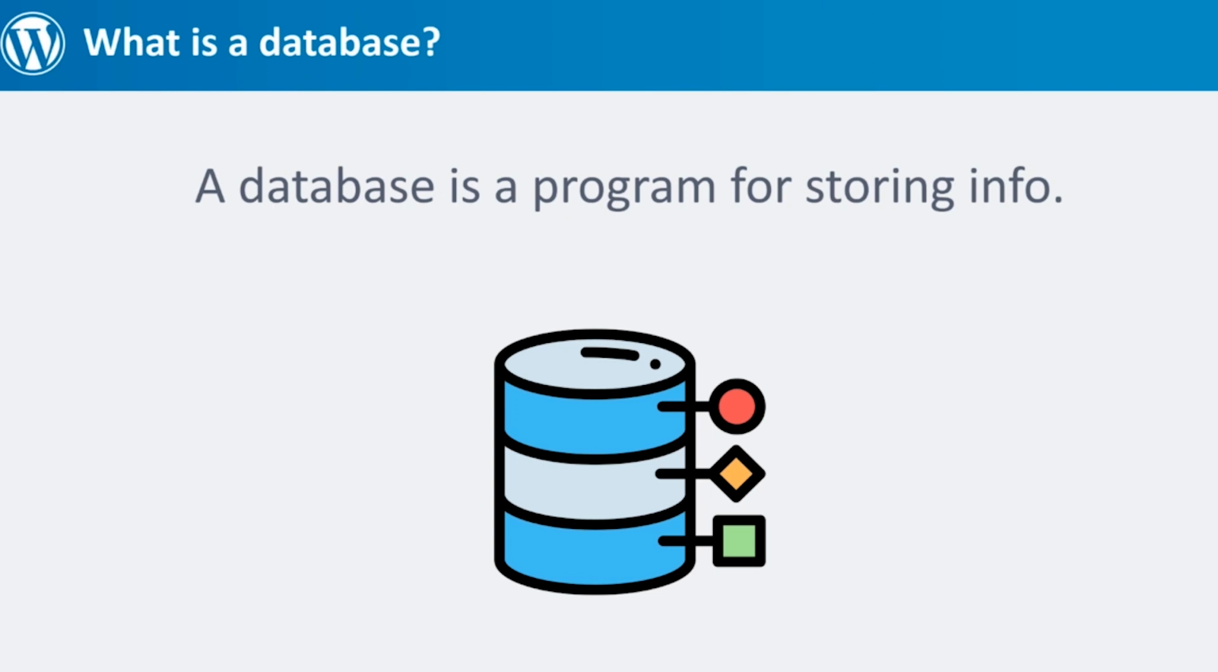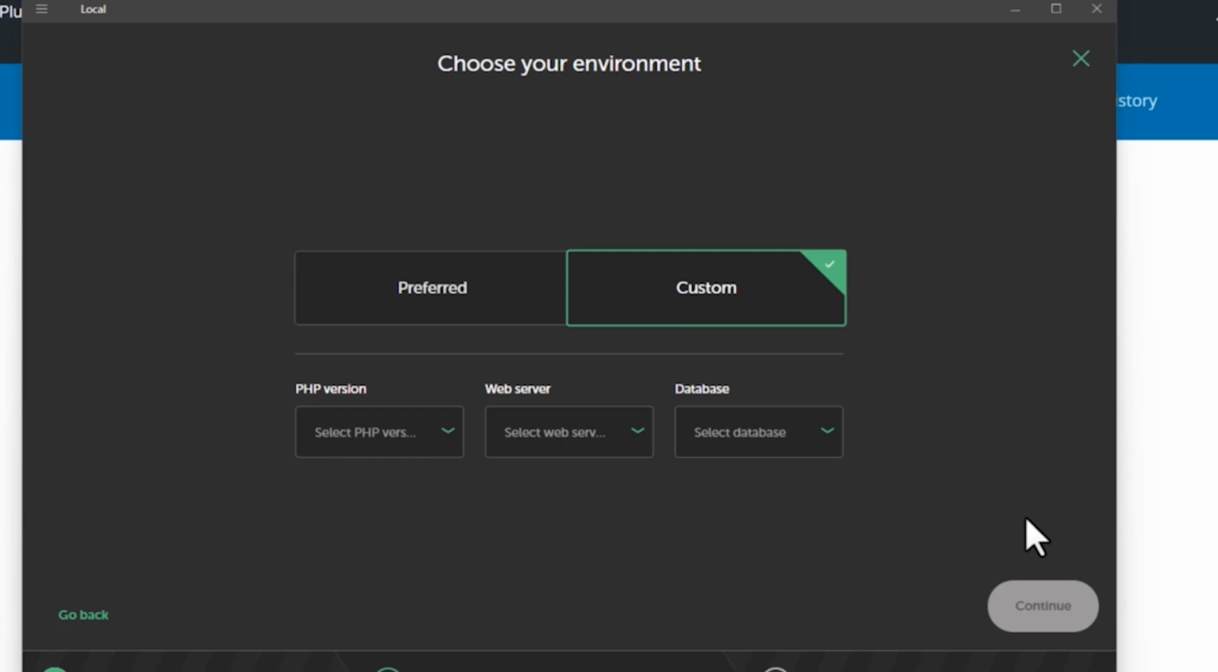The last program is a database. Databases are what you imagine they are. They are programs for storing information. We can store blog posts, users, and settings for a WordPress site. It's as simple as that. Local is going to ask us to configure these programs.